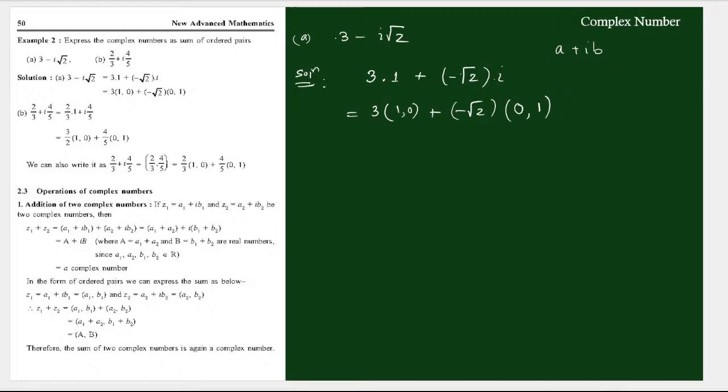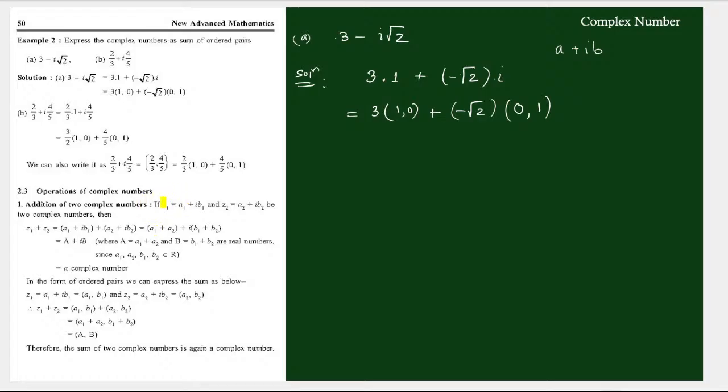Okay, let's continue. Operation of complex number. कैसा है अभी? If two complex numbers are added, okay, so this is your addition of your complex number. You can keep your advanced mathematics book handy.